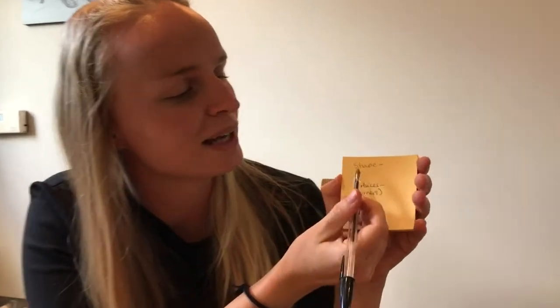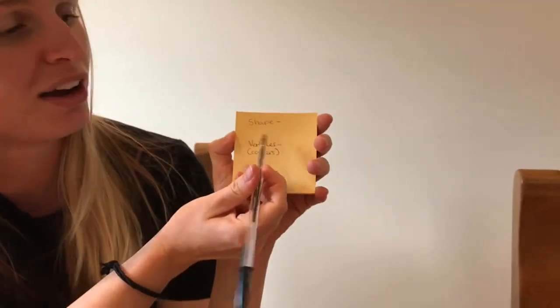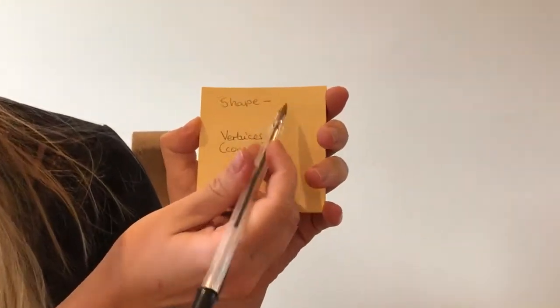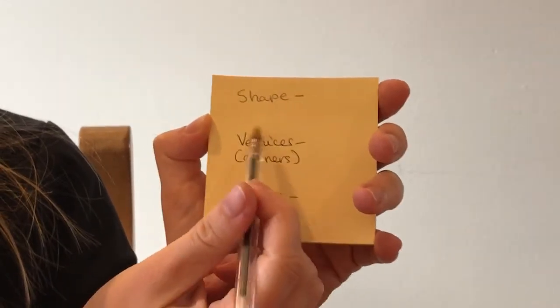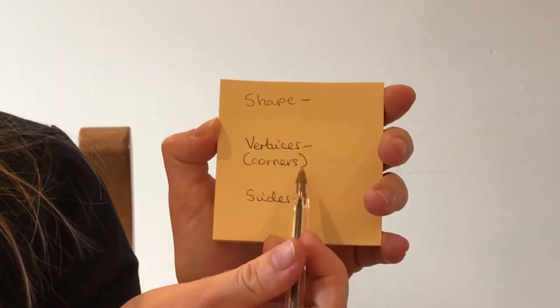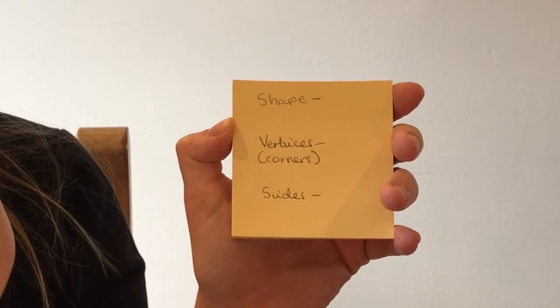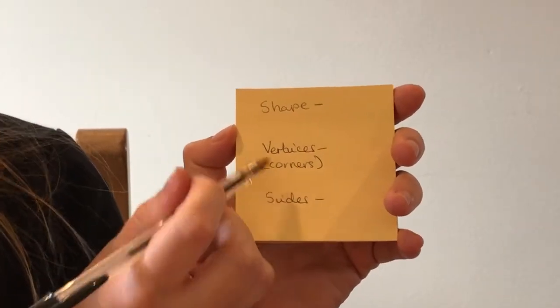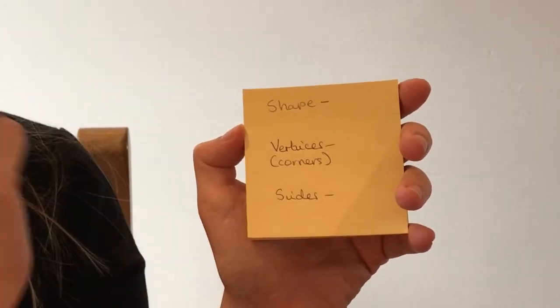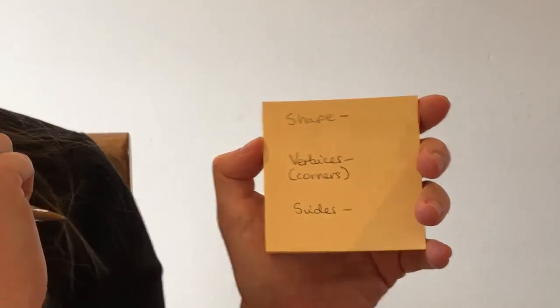Okay, so let's start with the book then. What I'm going to do is have post-its, and I'm going to label the shape of each item. So that's the 2D shape. Then the vertices, the amount of corners, and the amount of sides. Those two things, the vertices and the sides, are the properties of the shape.